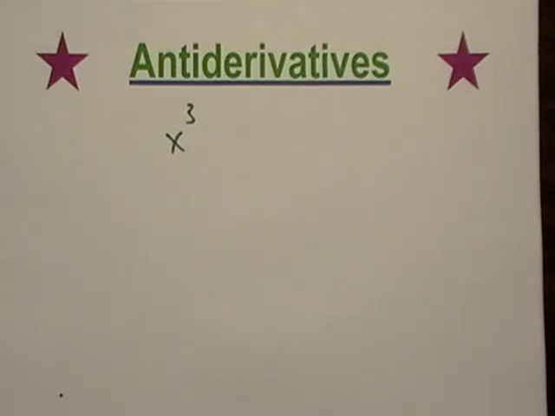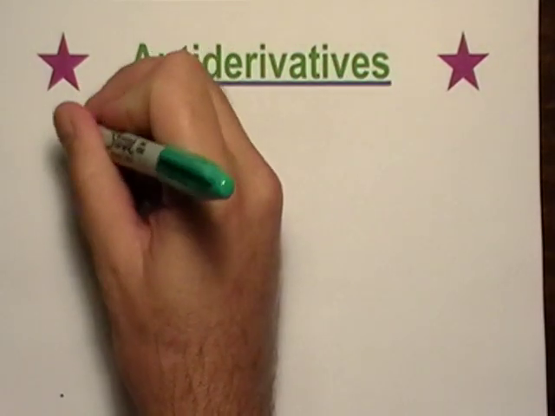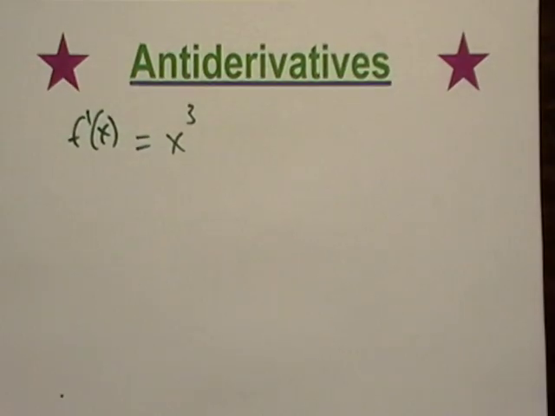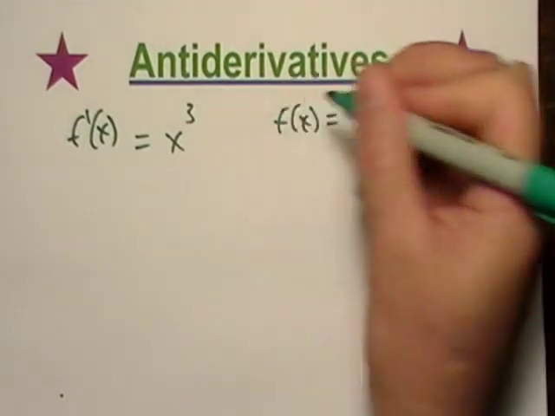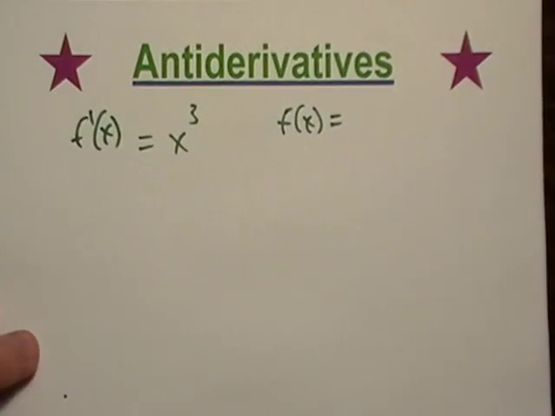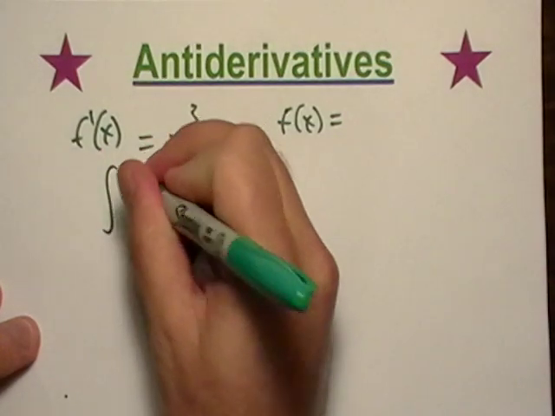Okay, if I were to ask you to go find the antiderivative of x to the third, basically I would be hinting to you that this x to the third is a derivative of some function, and that I wanted you to go and actually find that function, okay? So mathematically, the way we say, hey, go find an antiderivative is like this.